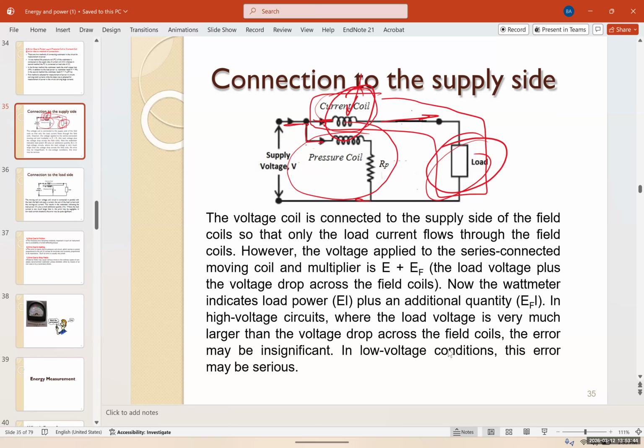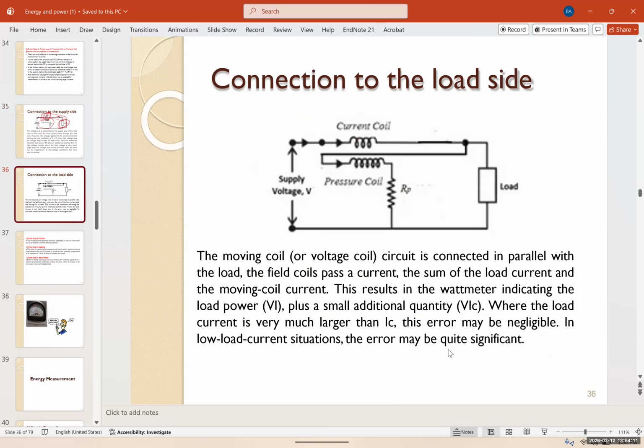Now the wattmeter indicates load power plus an additional quantity, EFI. In the high voltage circuits, where the load voltage is very much larger than the voltage drop across the field coils, the error may be insignificant. In low voltage conditions, this error may be serious. So if you have a high voltage, we don't care about it. It's negligible. If it's a low voltage, then that creates a problem. The other way to connect it is the opposite. You need to connect the voltmeter in parallel with the load directly and the current coil in series with both of them.